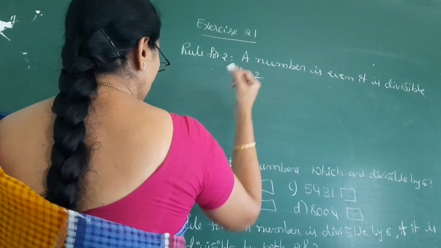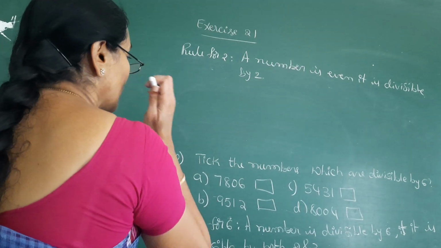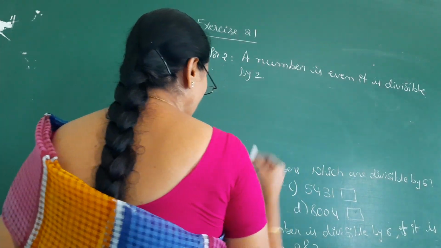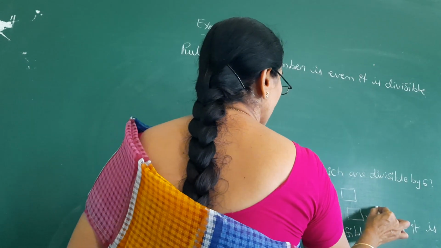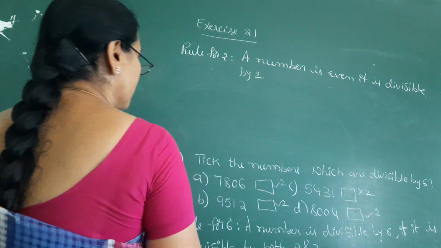Observe what numbers they given, and whether these are divisible by 2 or not. You have to tick here. It is an even number, it is divisible by 2. It is also an even number, it is divisible by 2. It is also an even number. This one is not divisible by 2.